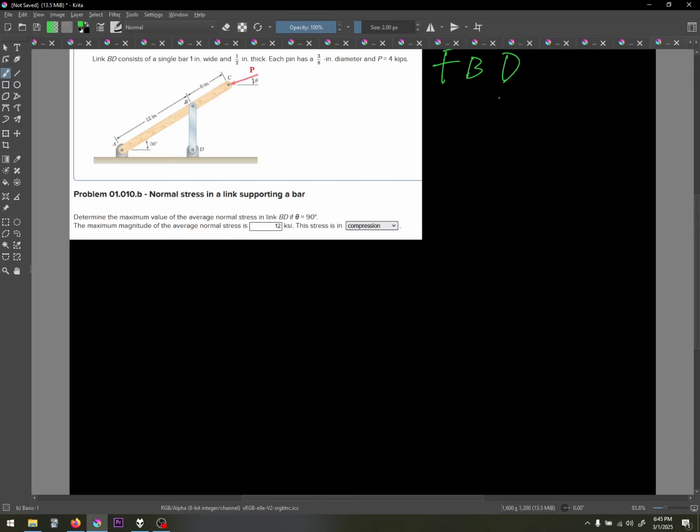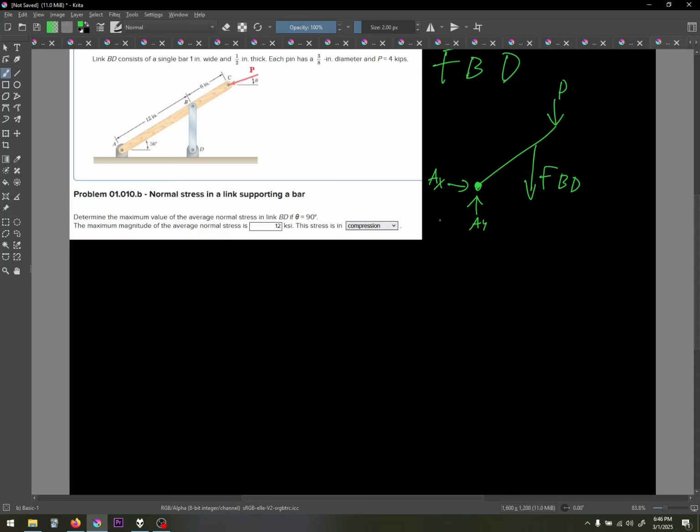So we're going to have this line here, and this is going to be point there, and this is going to be F_BD. Then it says for B, theta equals 90 degrees, so we're also going to have a force P here. And of course, we're going to have AY and AX as reactionary forces.